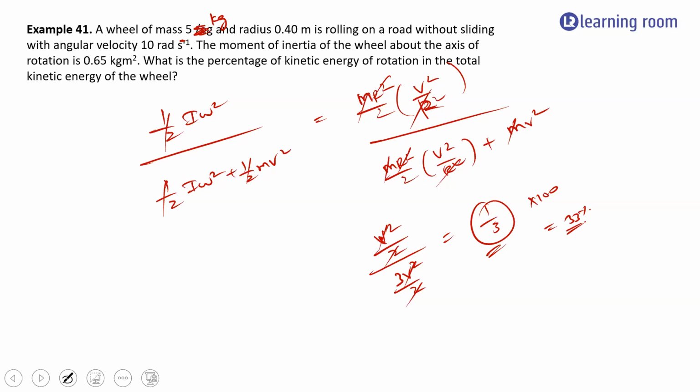Actually, I'm sorry. In this problem, they didn't give you this for the wheel because they've given you the moment of inertia. They've already given it as 0.65. But generally, in a problem, they are supposed to give you the shape. Or else you will not know whether you should take it as mr square by 2 or mr square. Had it been a ring, the answer would have been 50% for rotation.